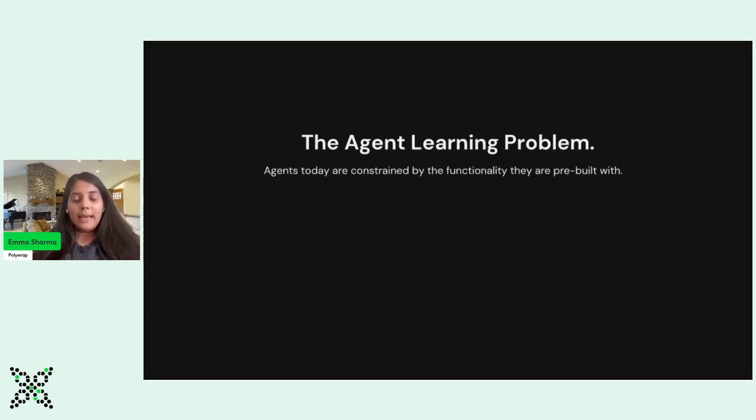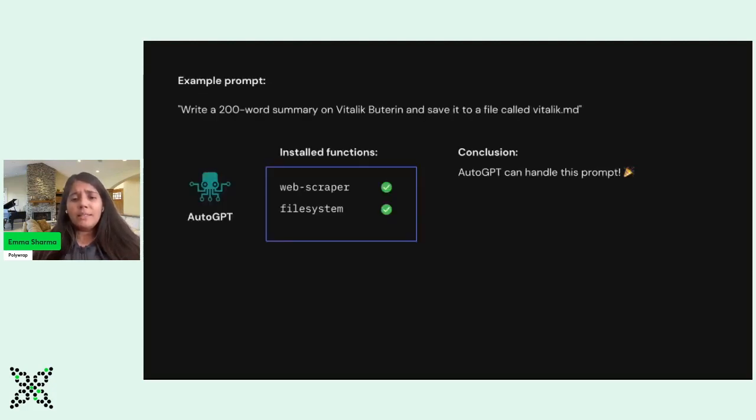Currently, when you look at agents like AutoGPT or BabyAGI, if you use any of those, the constraint that these agents have is they can only do the functionalities that they are pre-built with. So let's walk through an example, right? Let's say you're in AutoGPT and write a prompt like, okay, give me a 200-word summary on Vitalik, and then save it as a file.